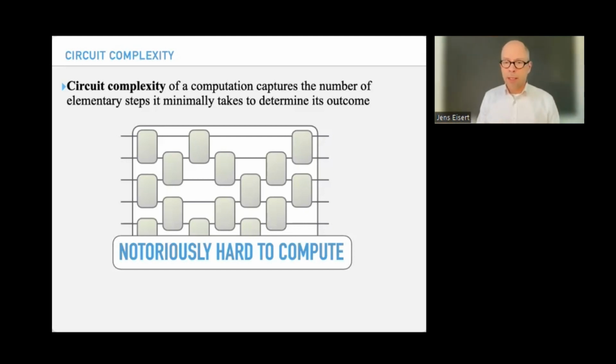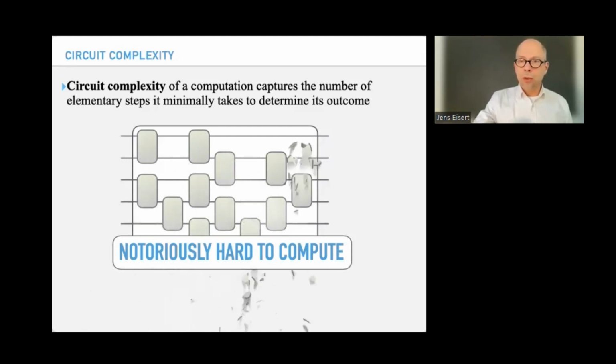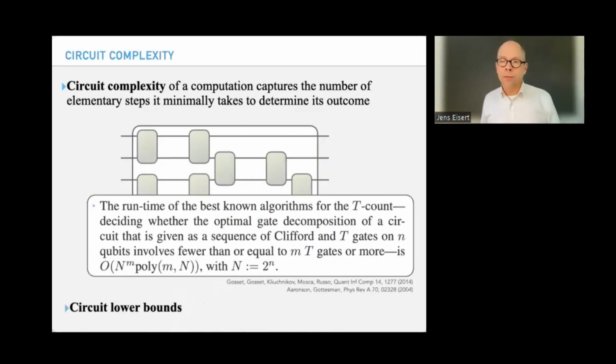And in specific settings, this has also been precisely shown to be true. So in particular, here's the related problem of the T-count problem, where it's known that the runtime of the best known algorithm for the T-count, which decides whether the optimal gate decomposition of a given circuit in terms of Clifford circuits, so circuits from the normalizer of the Pauli group, and T-gates, is exponential in the system size. The Clifford circuits are usually seen as the easy gates that can be done transversally in fault-tolerant quantum computers, and T-gates on n qubits involving fewer than or equal to m T-gates or more is scaling like given here, that is exponential in the system size. Also related to this are the famous or infamous circuit lower bounds that come into play in a similar fashion.